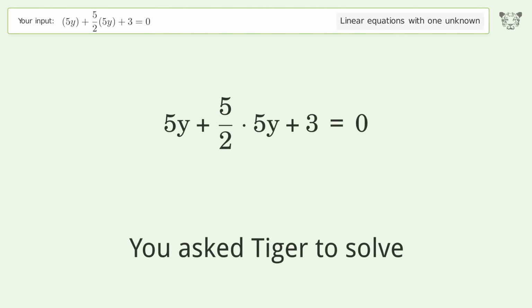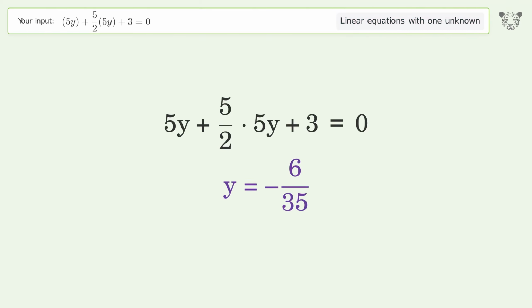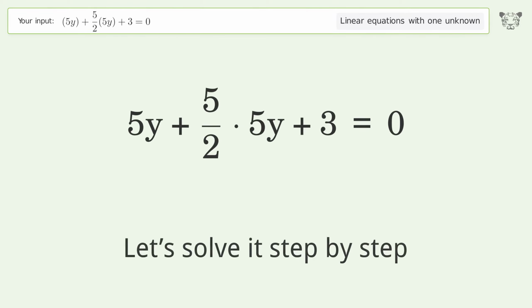You ask Tiger to solve this. This deals with linear equations with one unknown. The final result is y equals -6/35. Let's solve it step by step.